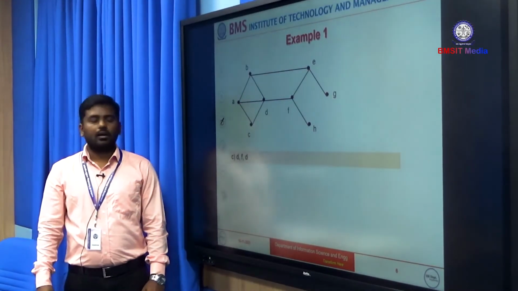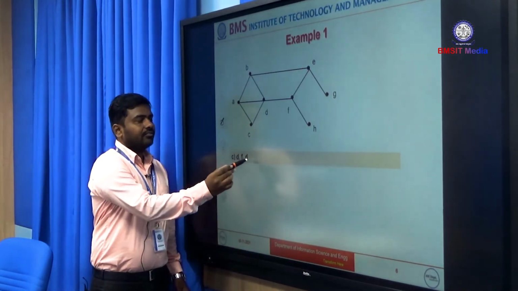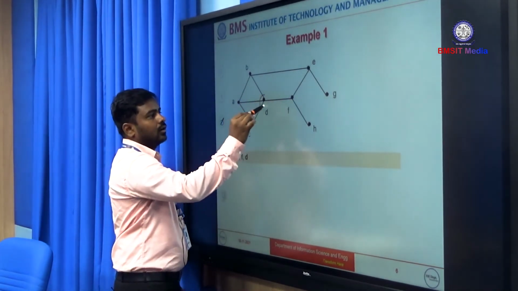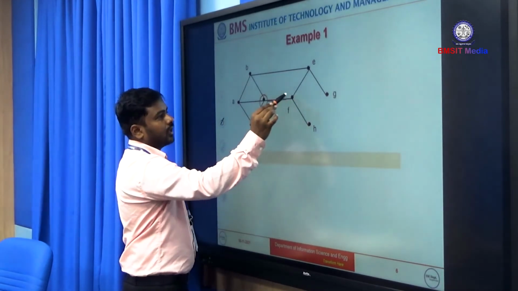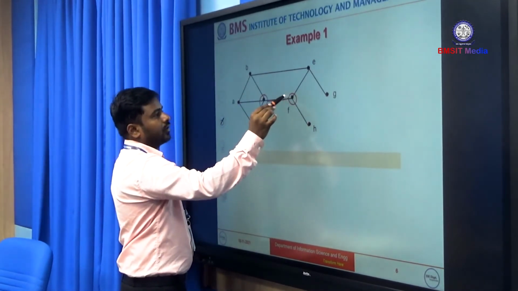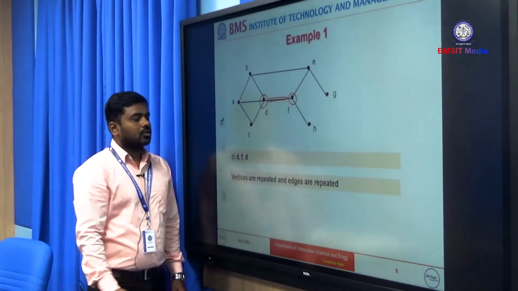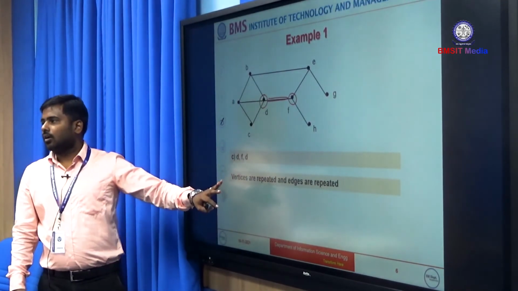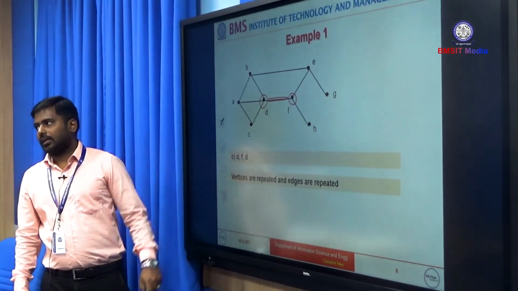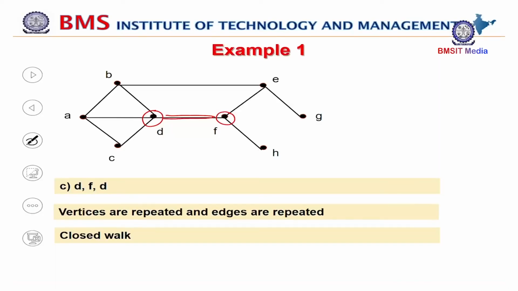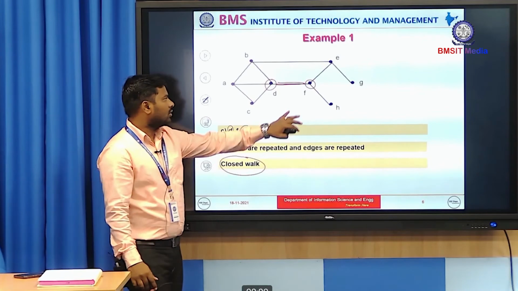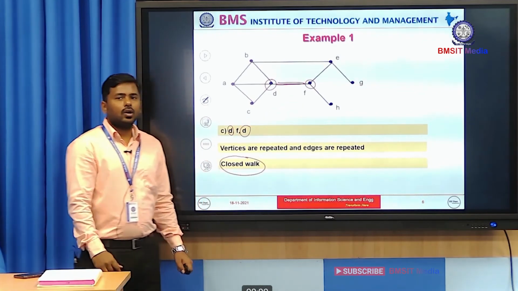Now, let us see another walk: D, F, D. We are starting with D, reaching F, and again reaching back to D. Here we can see that no vertices are repeated and no edges are repeated. Such a walk we can call a closed walk, because we are starting with the vertex D and reaching the same vertex without any repetition of edges.